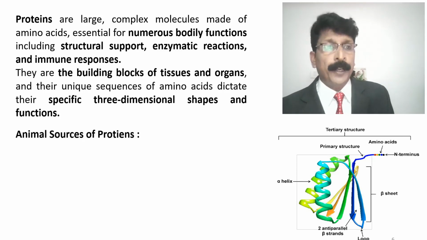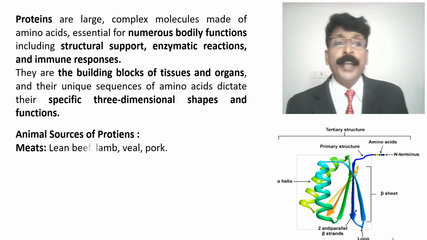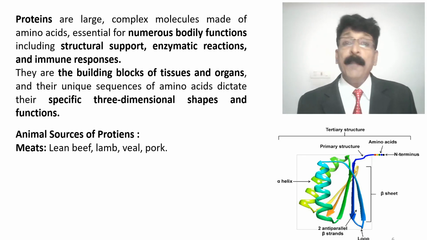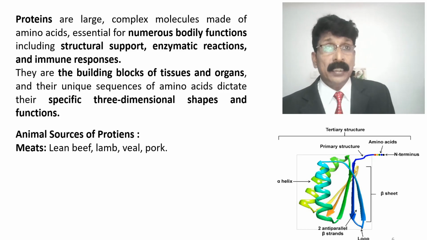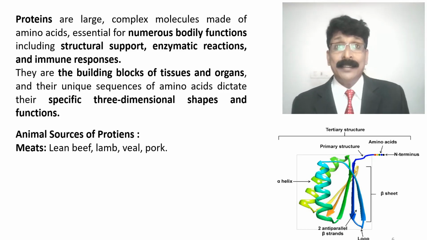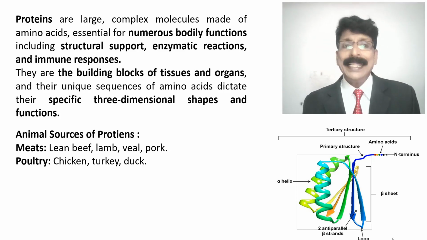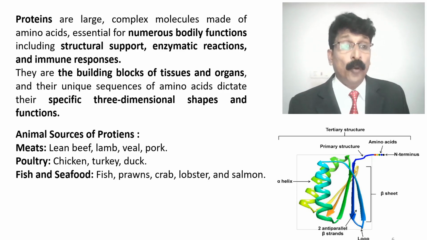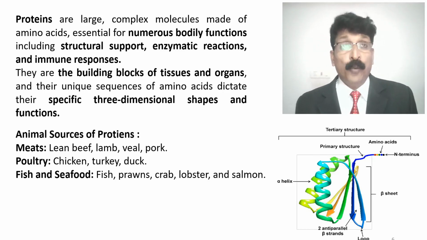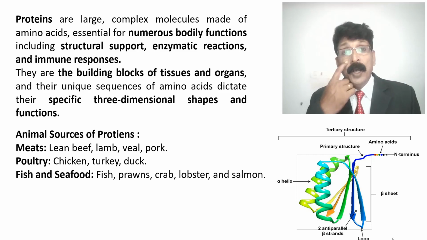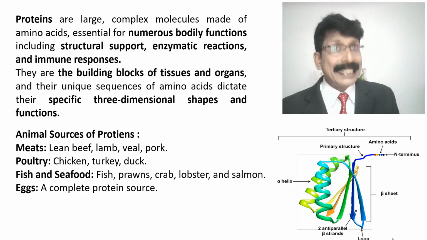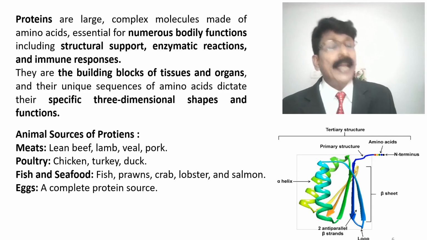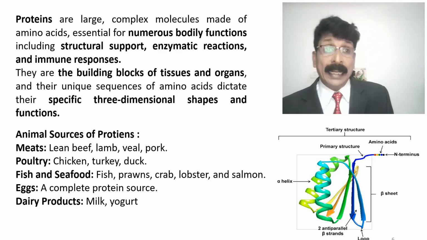Animal sources of protein: lean beef, lamb, veal, that means the small cattle, pork, poultry, chicken, turkey, duck, fish and seafood, fish, prawns, crab, lobster and salmon. Eggs are a complete protein source. Dairy products like milk, yogurt.